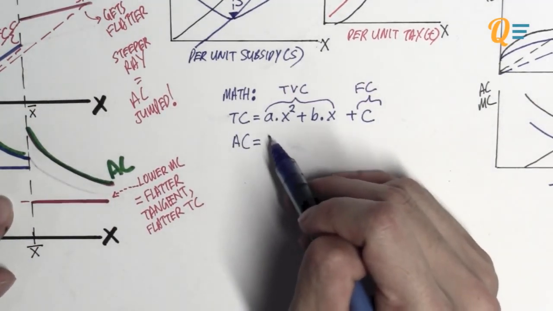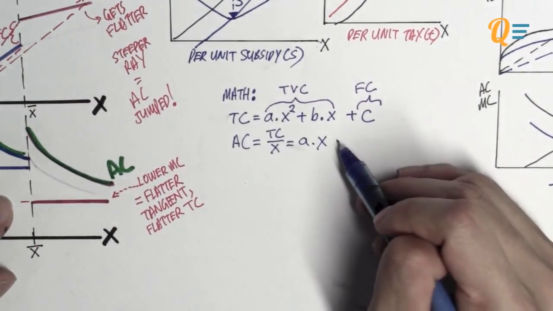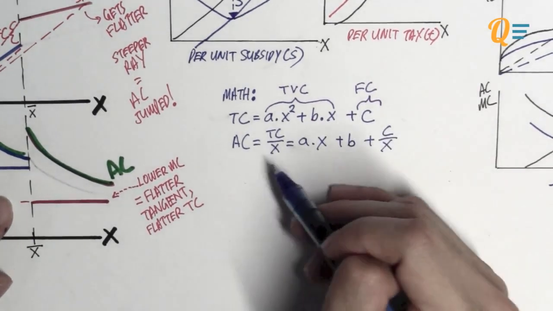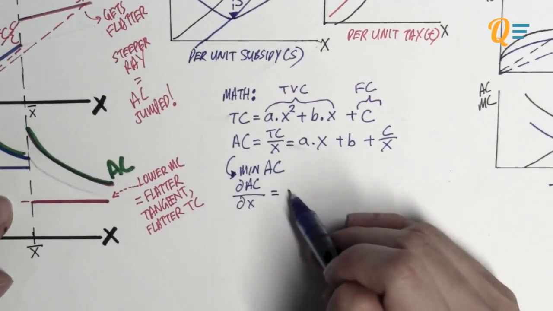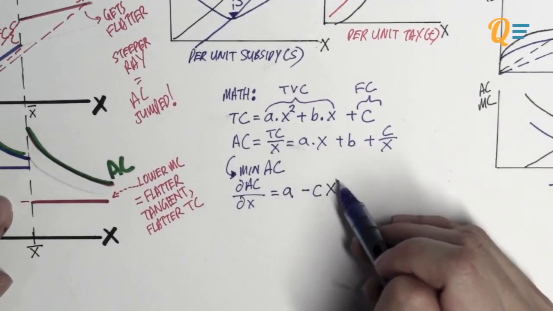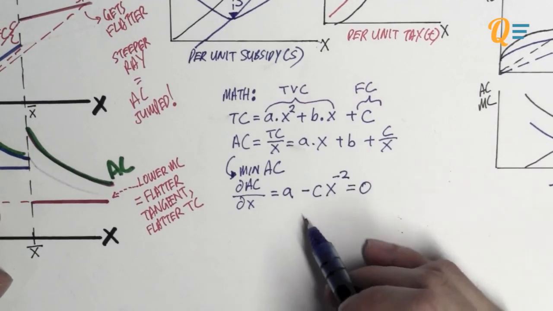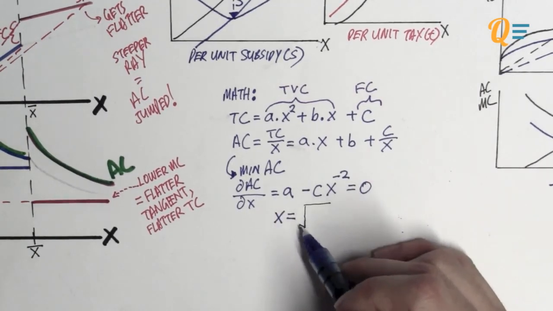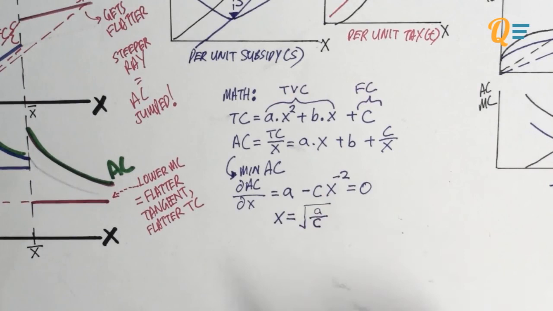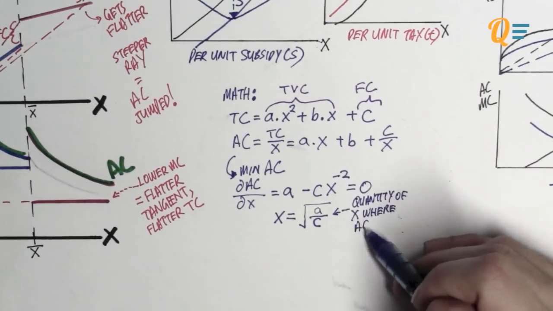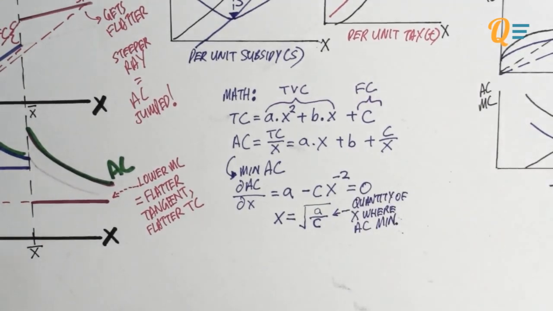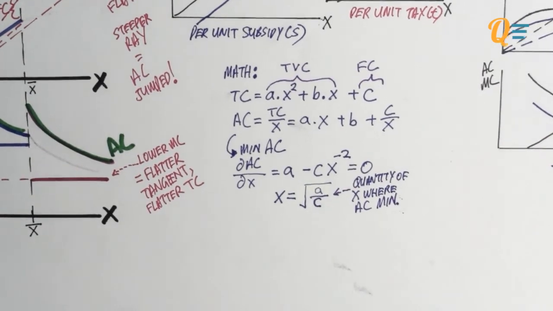Now, how do I find my average cost? I just divide the entire thing by x, and we're going to get ax plus b plus c over x. Now, to find the minimum AC, I need to differentiate the AC function with respect to x, equate that to 0, and then solve for x to find the exact quantity of x where your average cost is minimum. So that particular quantity is going to be the root of c divided by a. Okay, so we've got this result.